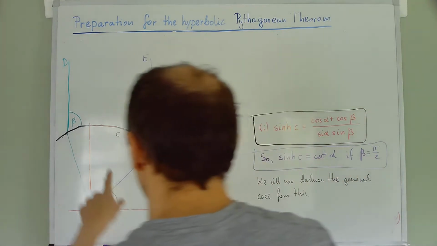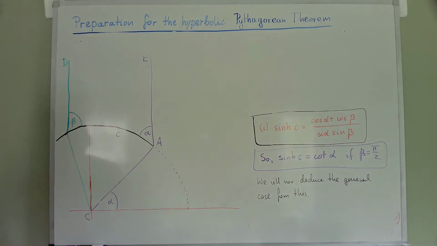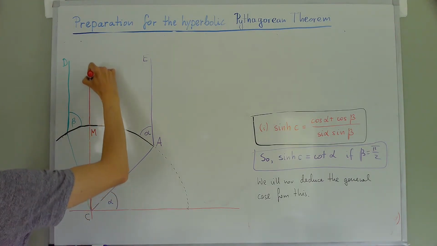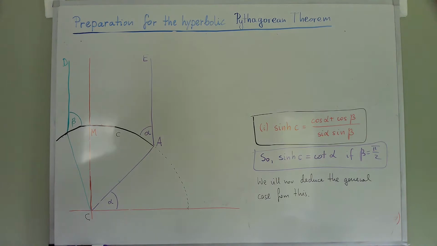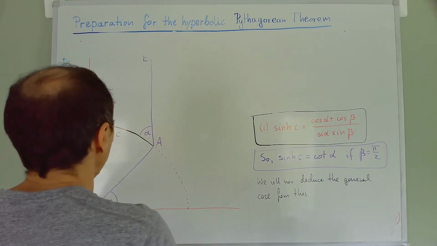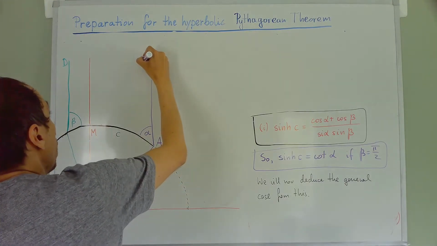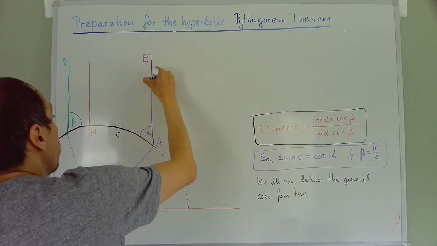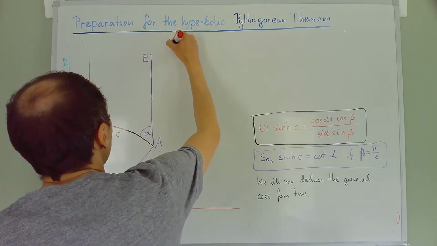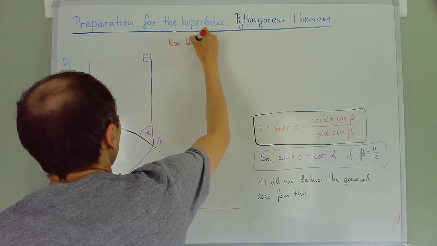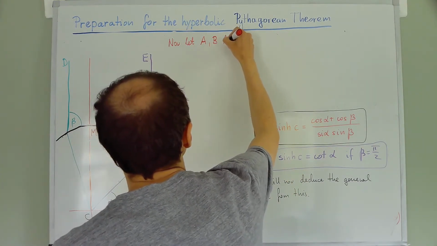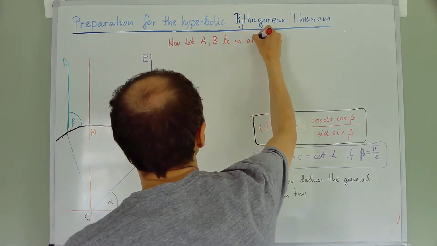And I kind of want to reintroduce this point. So I'm going to call this point M. So let's actually write down some words so we see what's going on. So this is point E. And this is that. So now let A, B be an arbitrary position.